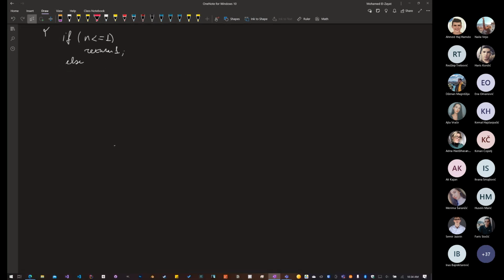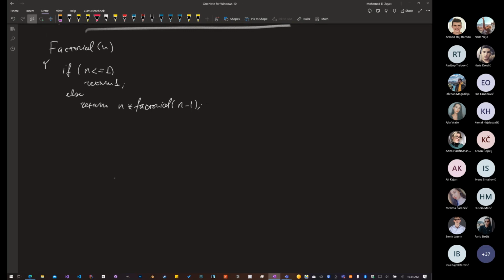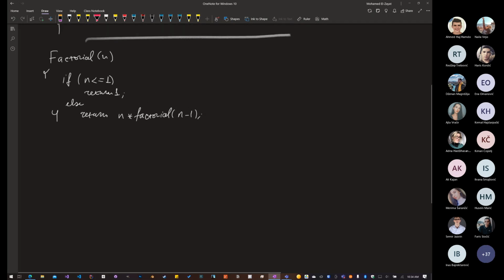return n times factorial of n minus 1. So can somebody tell me what would be the time complexity for this?